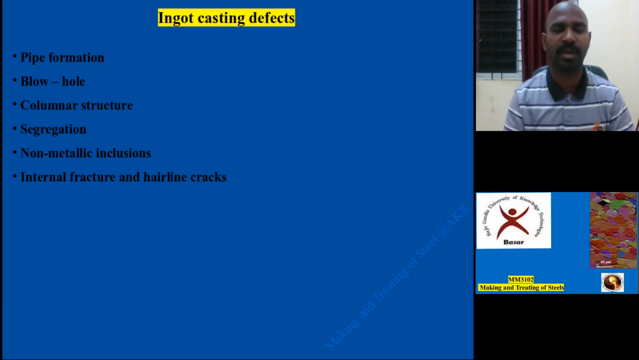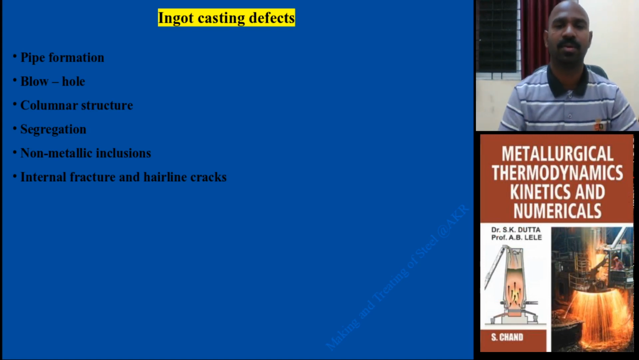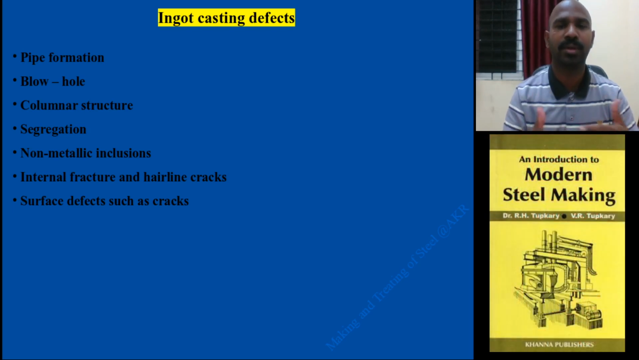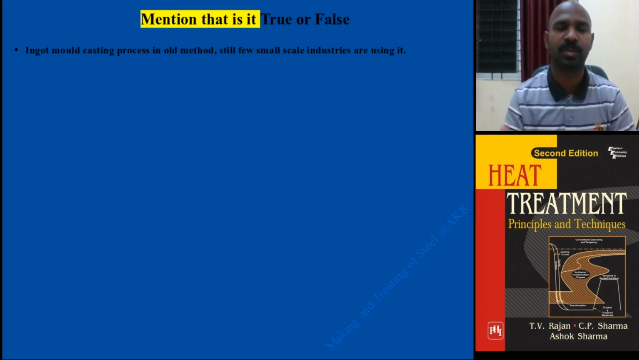The pipes, the broken type of cracks, are formed inside the ingot casting also, and very small hairline cracks inside the casting are observed, and surface defects such as cracks are observed in killed steels only. These pipes encourage shrinkage at the surface, and that shrinkage leads to surface cracks.